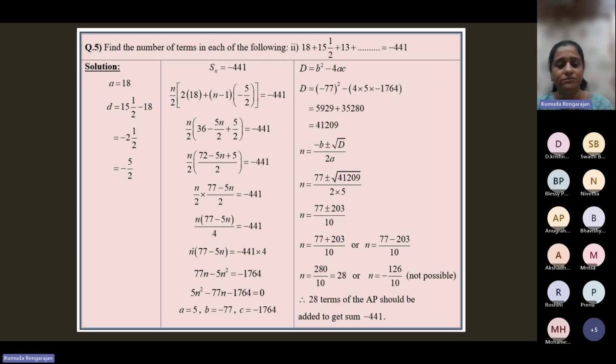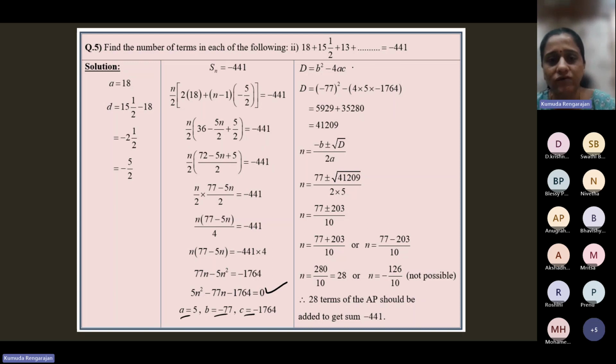So that will be 77 into n is 77n minus 5n square, and on cross multiplying, you get minus 1764. When you cross multiply, you get minus 1764. So bring all the terms to one side and you see the quadratic equation. I've brought everything to one side and changed the signs throughout, and you get this quadratic equation. Compare that with the standard form, write out the values of A, B, and C.